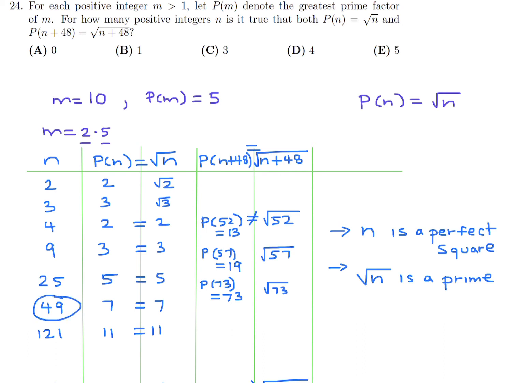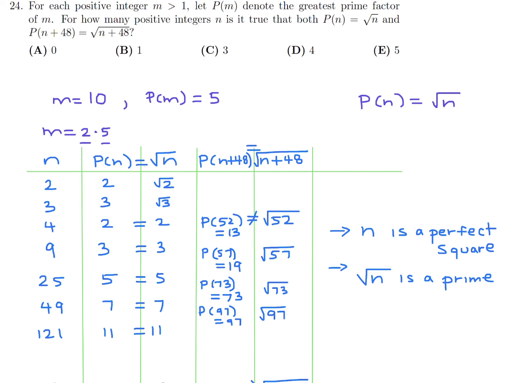So let's try 49. We got 49 plus 48. So that gives me the P of 97. 97 is a prime number. So that means that the biggest prime factor is just 97. And therefore the square root of n plus 48 is the square root of 97, and that's obviously not equal.